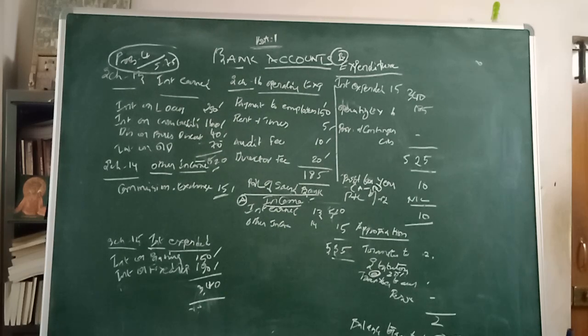Bills discounted is a liability. Discount on bills discounted is interest earned, in schedule number 13. Then commission, exchange, brokerage, etc. You know very well, this is schedule number 14, other income.